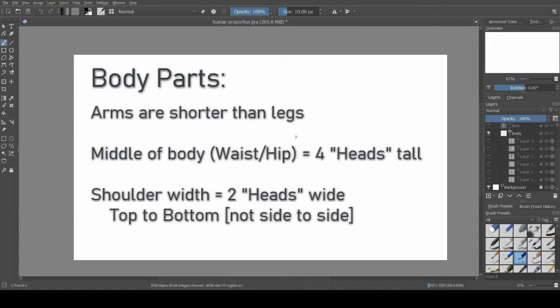The shoulder width of a person should approximately be 2 heads, as in top to bottom, forehead to chin, but not side to side, mainly one on top of the other, flipped to the side, which I think will make more sense when I demonstrate it in a second.